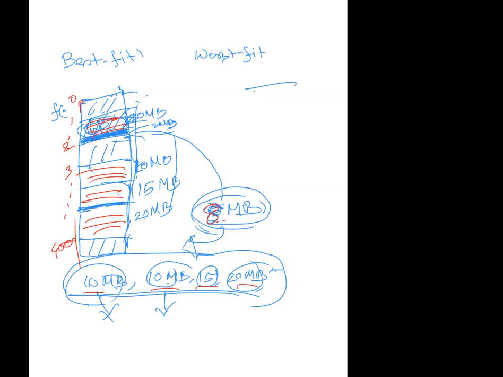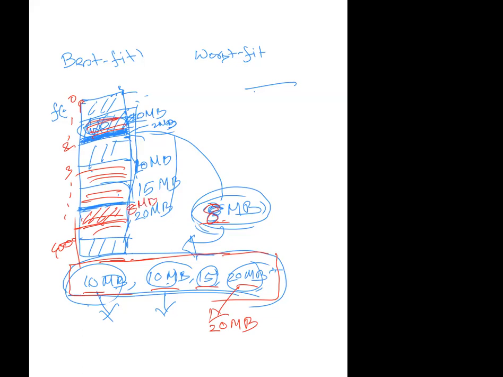From these holes, what worst fit does is choose the space that is the largest one. It always chooses the largest one, not the smallest one. So for the 8 MB process, it will choose the 20 MB hole. It will select that one to fit this process inside the 20 MB hole. So here it will make this 8 MB.